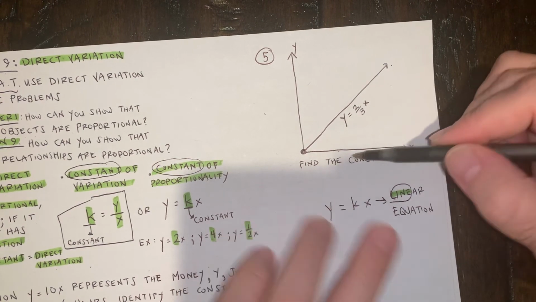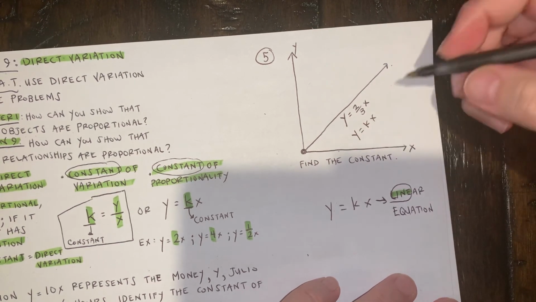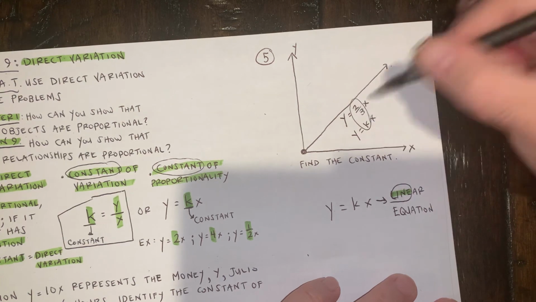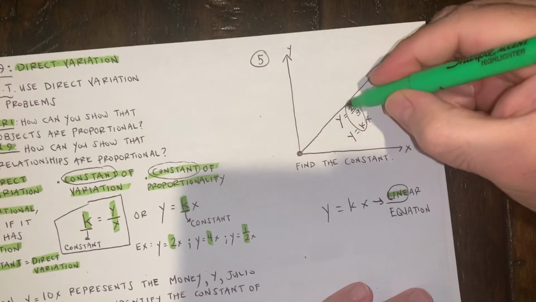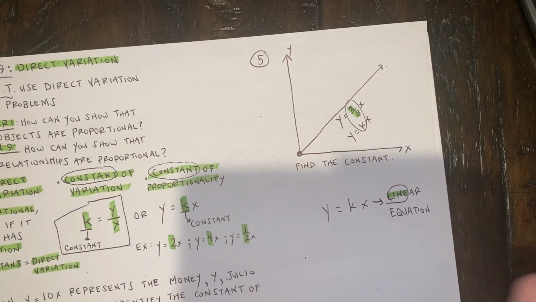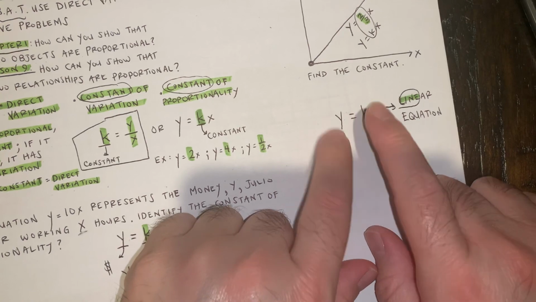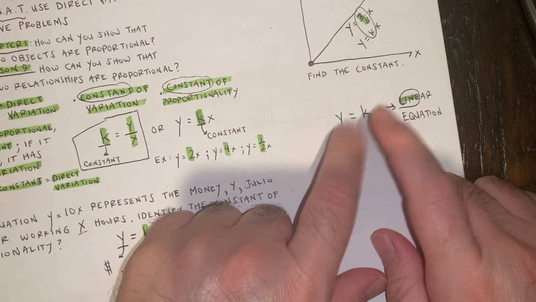Now, how do you find the constant? Same concept. You're going to do y equals kx. You can use that one. So what is in your constant position? That's 2/3. So your constant for this graph is 2/3. And that is how easy it is to identify the constant when we're using the y equals kx format. So that's it for this part of the video.